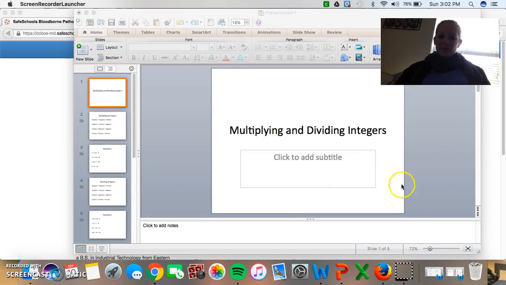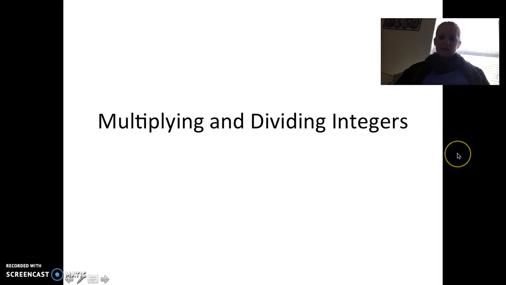Hello, boys and girls. Welcome back to our unit on multiplying and dividing integers. Today we are going to continue working on our foldable that we started a couple days ago in class.